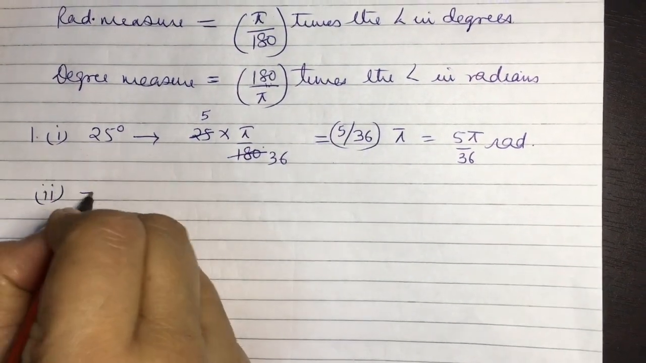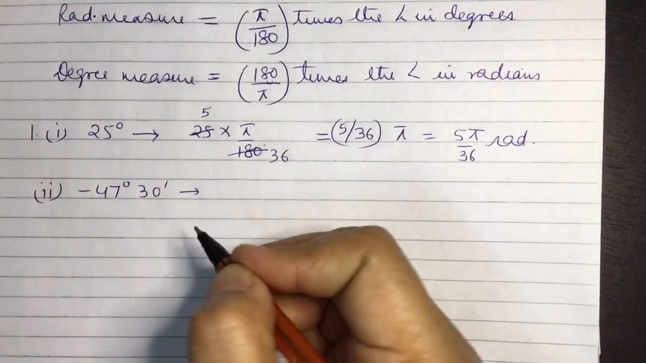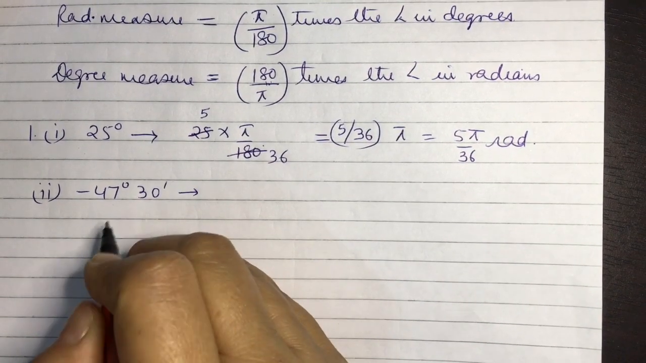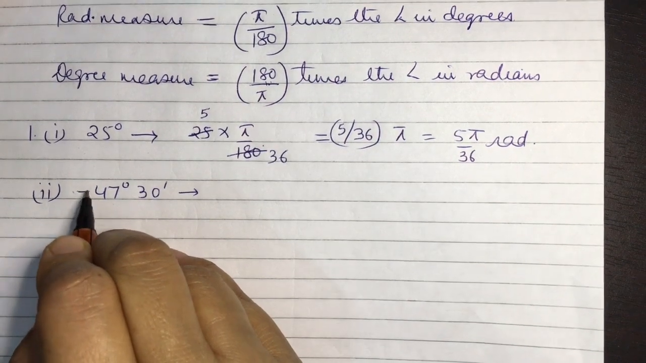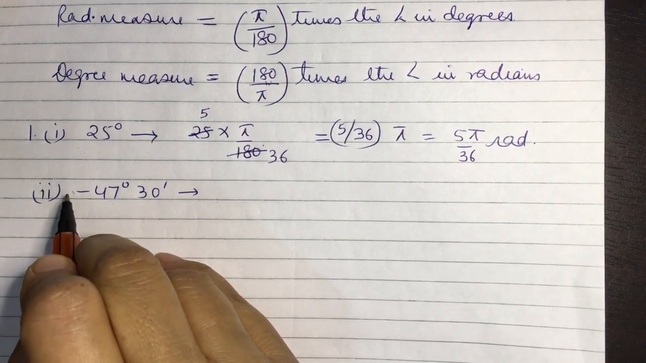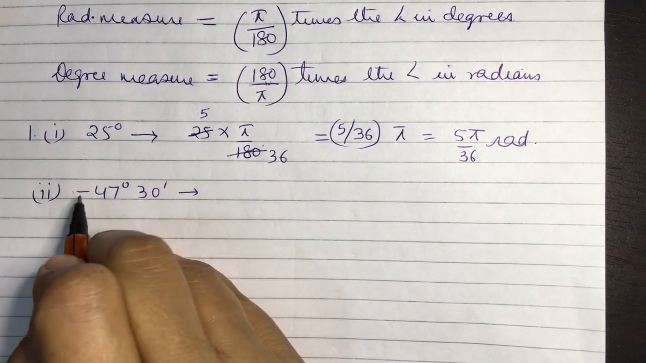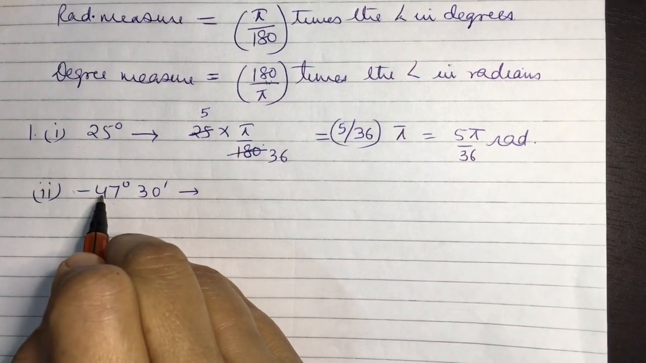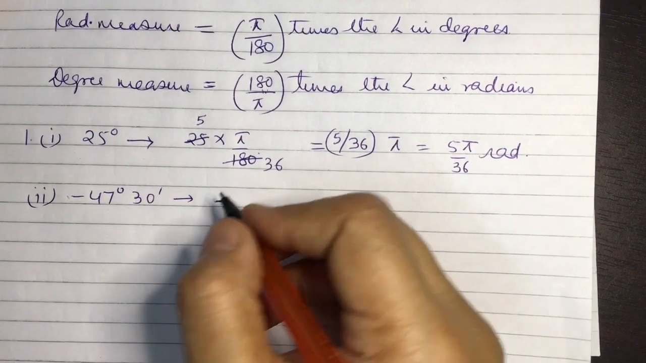Now it says minus 47 degree 30 minute. One thing which we have to keep into our consideration is that there is no change in the sign, whether the angle is in degree measure or radian measure. The sign remains the same, because the sign indicates only the direction in which we are measuring it. So first of all, we convert this whole angle into degrees.